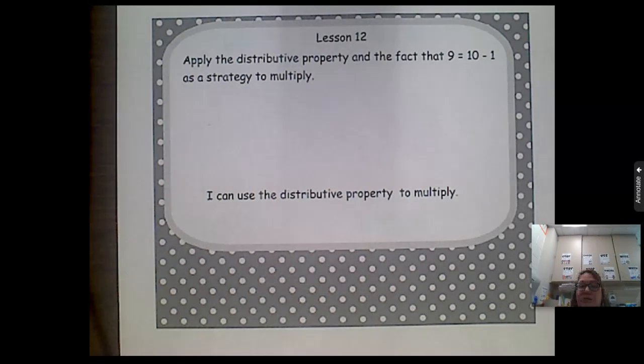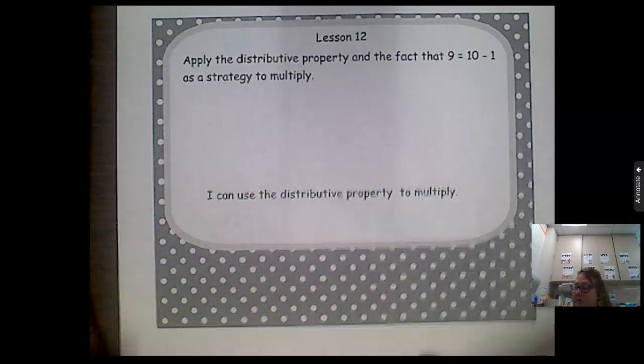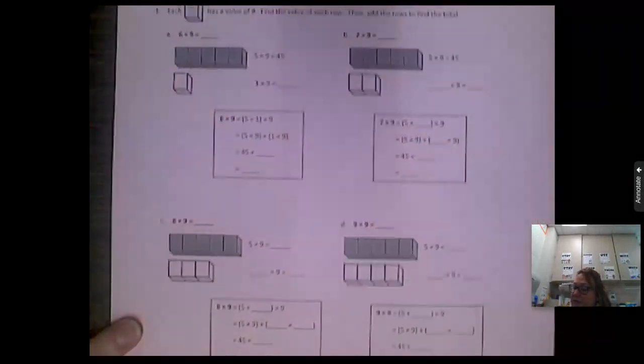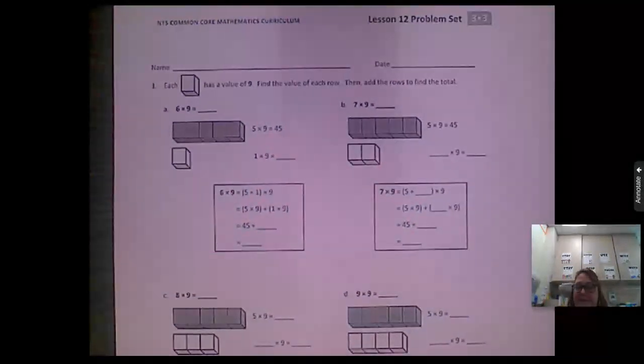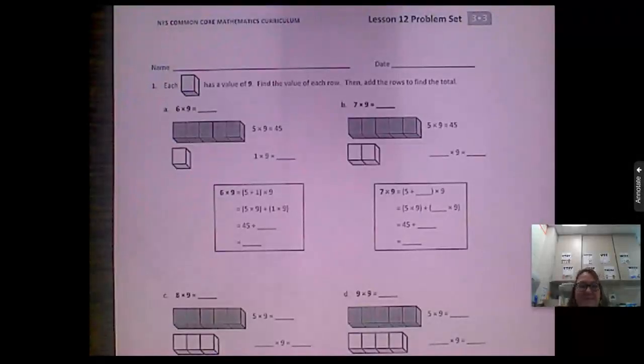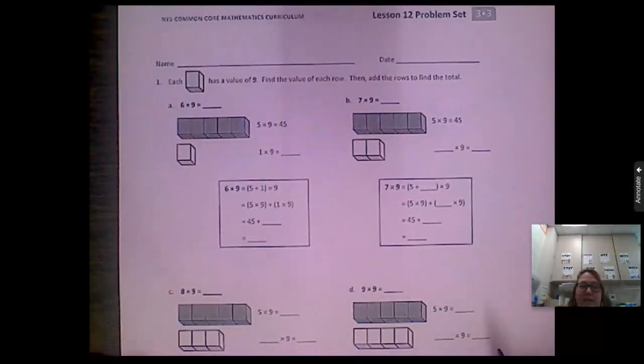All right. So for our lesson today, we're going to jump right into our problem set. So of course, you always need your pencils and you need your lesson 12 problem set today, which looks like that. All righty. So show me you're ready to go. All right, name and date on your paper. And let's take a look.